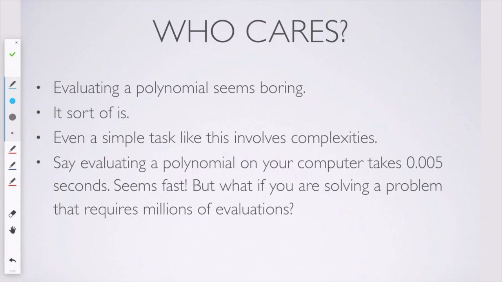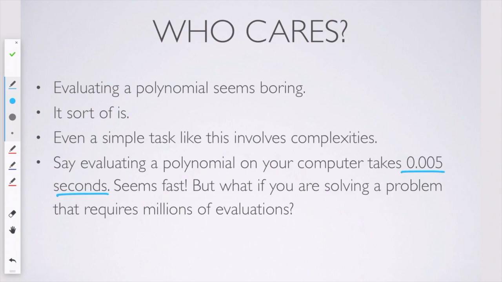So you want to do it on a computer, and you might think that that's an instantaneous process, like say evaluating a certain polynomial at a certain point on your computer takes 0.005 seconds. And that seems really fast. It's just like an eye blink or something. But what if you're solving a problem that requires this to be repeated many times? So you have millions of polynomial evaluations. Then you're talking about a significant amount of time, and you really should worry about how fast your algorithm is, because there's a big difference between it taking 2 seconds and it taking 20 minutes if you do something inefficient.